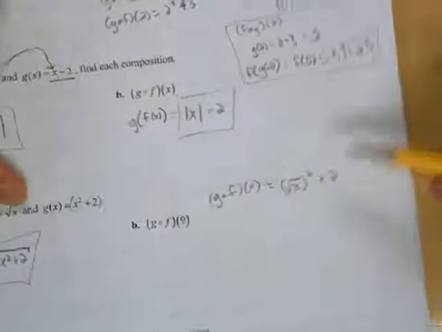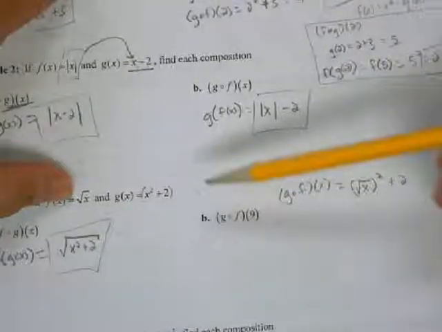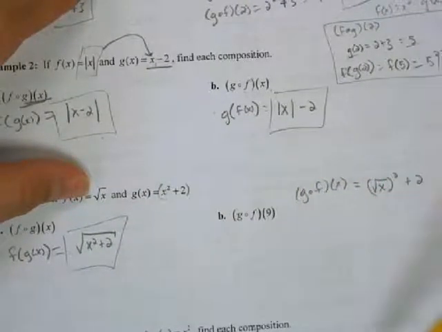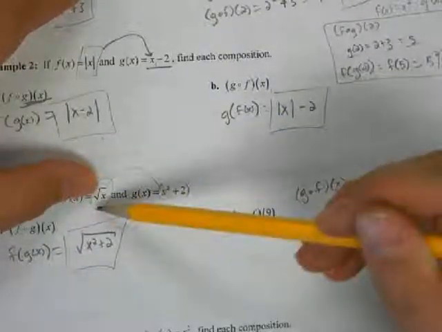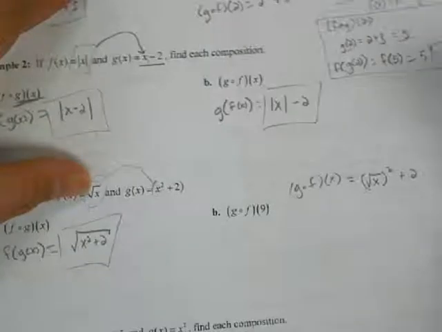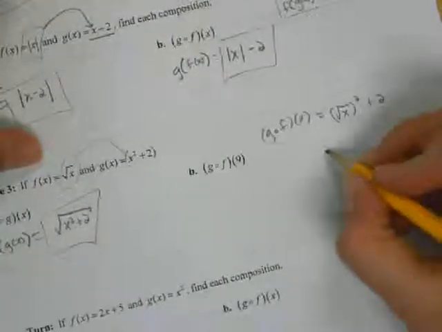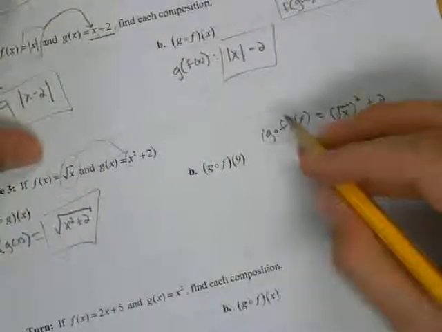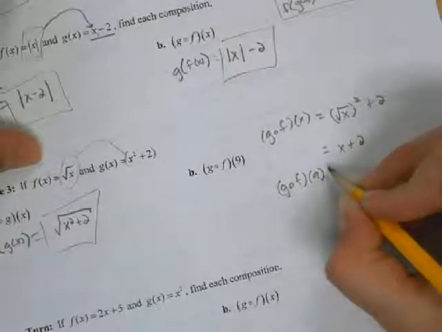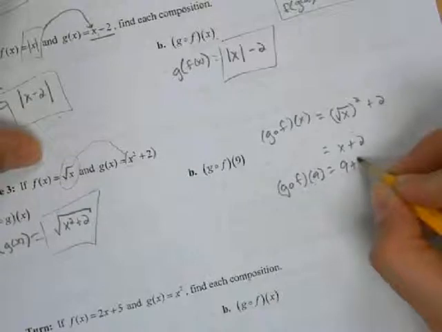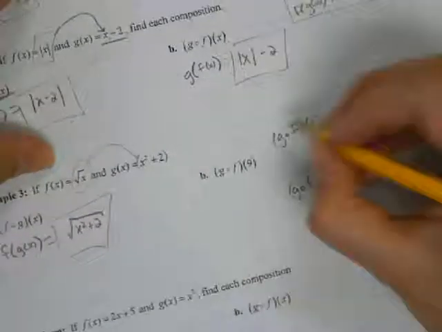Okay, because I took the x that was in g, I'm plugging f of x, I'm taking this and plugging it in here. So I took that x out and replaced it with a square root of x. So the square root of x squared is just x plus 2. So if I want g composed of f of 9, then I replace the x with a 9. 9 plus 2 is 11. Okay, and this was method 1.